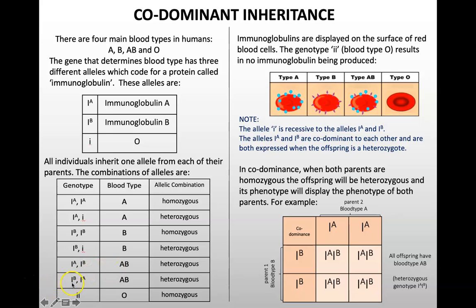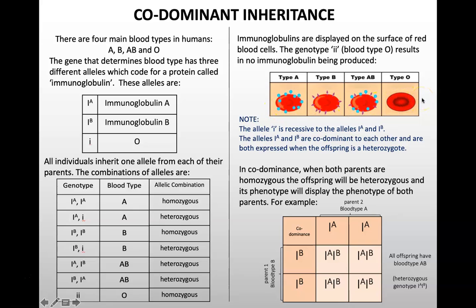Now we can switch those around. It could be B from mum or B from dad, or A from mum or A from dad. It doesn't matter which way you have them around. They're both going to be heterozygous for the blood type AB. And then finally we have our two recessive alleles, lowercase i and lowercase i, resulting in a blood type O. Okay, so we've got a nice diagram up the top here.